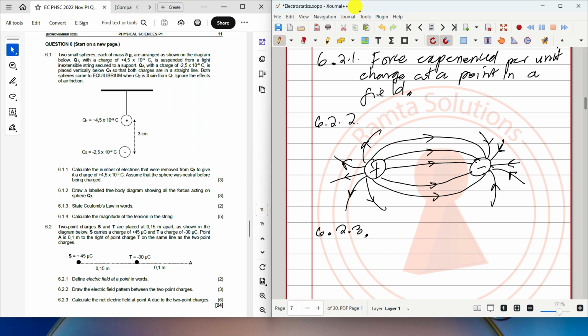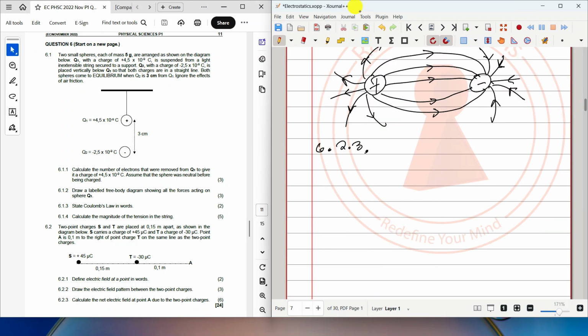6.2.3 says calculate the net electric field at a point A due to the two charges. So we need to know this: E is equal to kQ over r squared. All right, so something that I want you to know before I proceed: you look at charge S, charge T, and then point A.